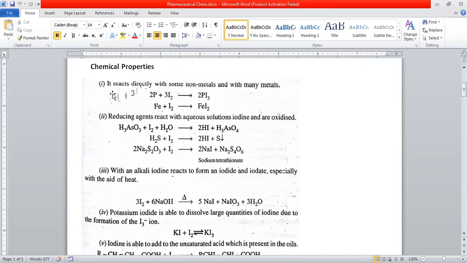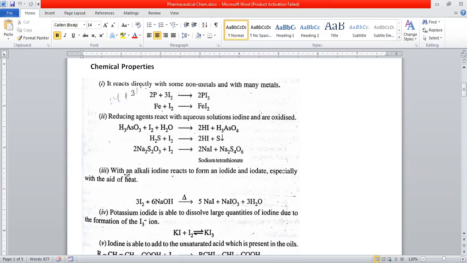First reaction: it directly reacts with some nonmetals and with many metals. So here there are two reactions, with phosphorus and iron. Second reaction: reducing agents react with aqueous solutions of iodine and are oxidized. So here are some reactions in which particular reducing agents react with the aqueous solutions of iodine and get oxidized. So these three reactions show the oxidation of various reducing agents by the aqueous solutions of iodine.